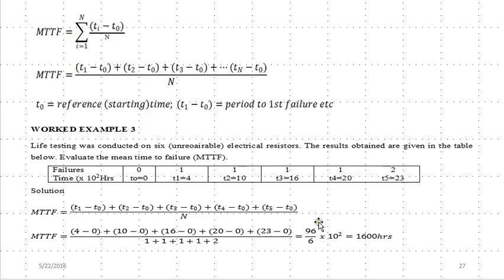Finally, I got 96 all over 6, but you know it is multiplied by 100. So if you see 96 over this, should give you 16, and 16 times 100 will give you 1,600 hours, which is the average time to failure of these resistors.